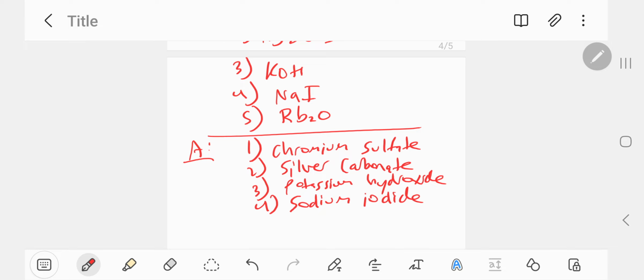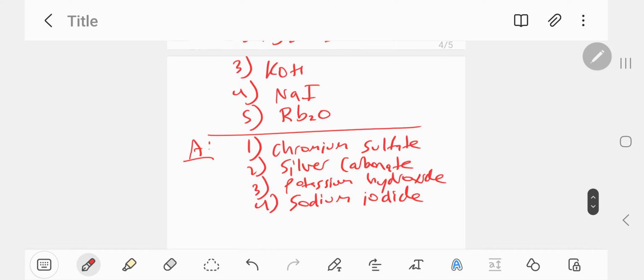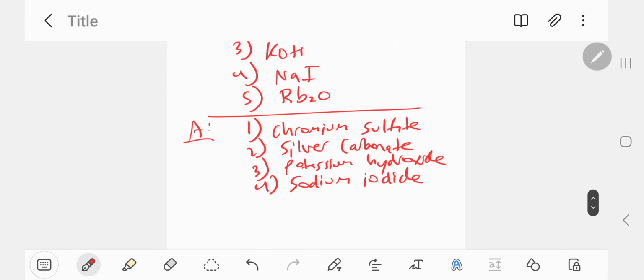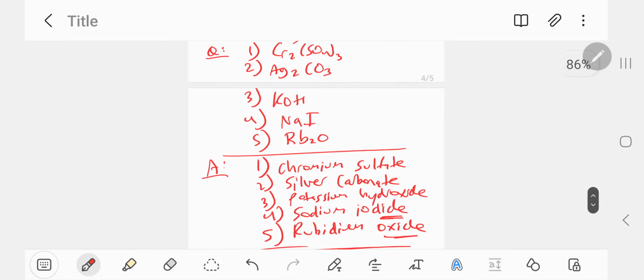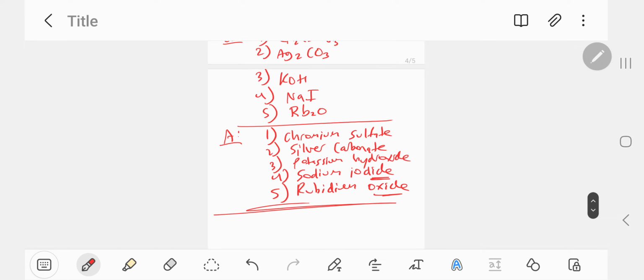Should also mention the ending. So for polyatomic ions, it's just sulfate, carbonate, they're the names. For non-metals that aren't polyatomic ions, like oxygen, iodine, it's not sodium iodine, it's sodium iodide. Replace it with IDE. Number 5 is rubidium. Not oxygen for O, but it's oxide. Okay, it's just a naming convention. So I'll leave it at that. That's naming chemical compounds.